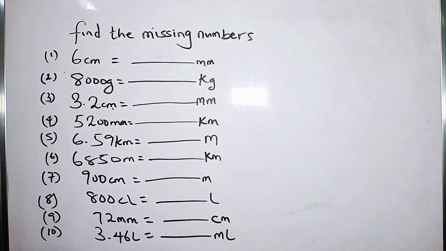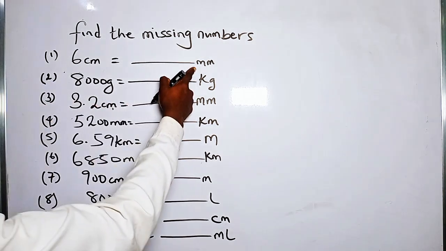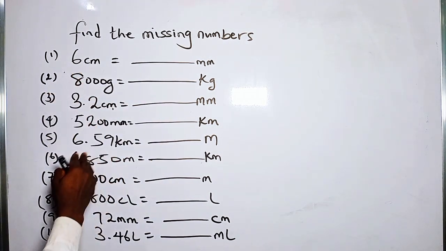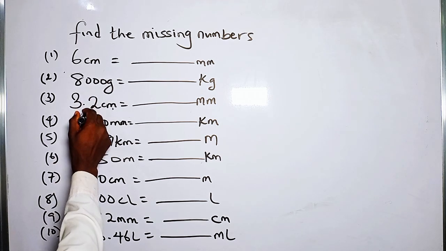The question says find the missing numbers. Okay, so we have to convert from one unit to another unit. So how do we go about this? Look at this table. We have different units of measurement.